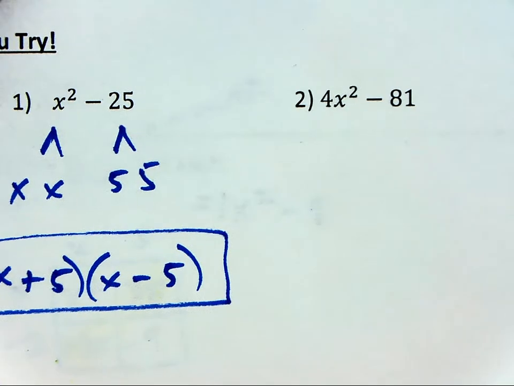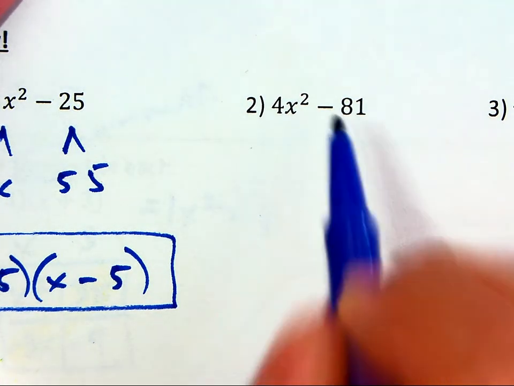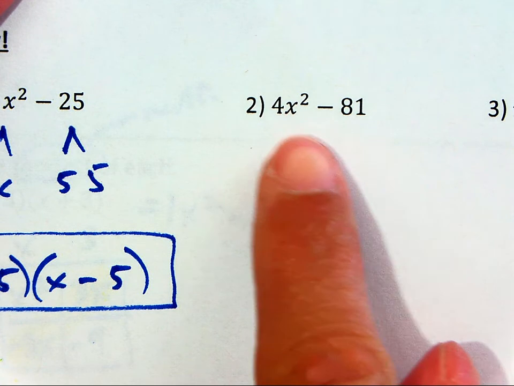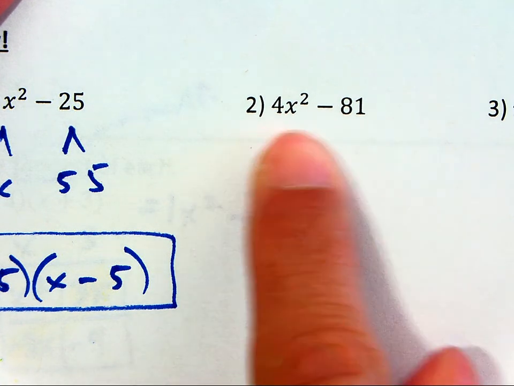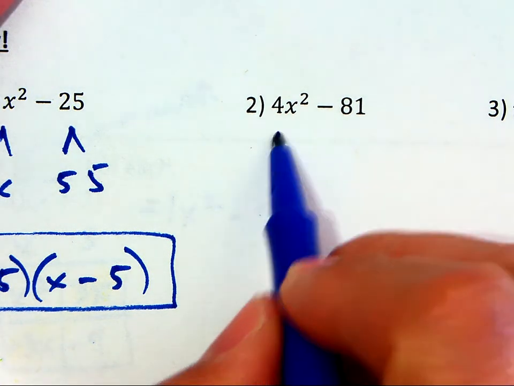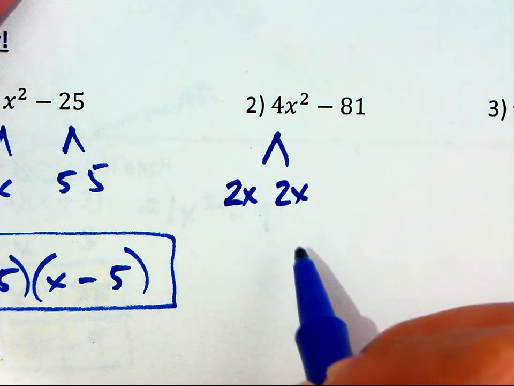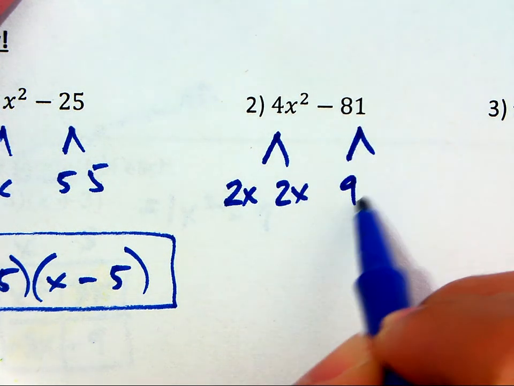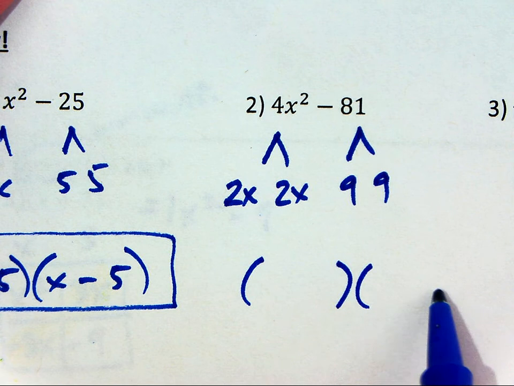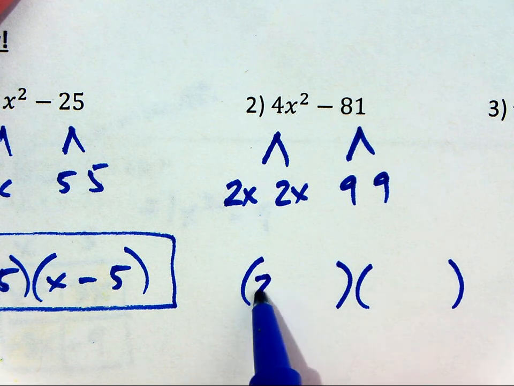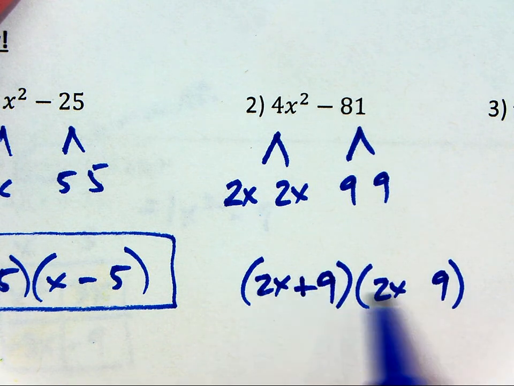All right. Problem number 2. Okay, so you want to always check to make sure that what you're starting with are perfect squares. Okay, 4 is a perfect square, 81 is a perfect square. Okay, so 4x squared is going to be 2x times 2x. 81 is 9 times 9. So our factors will begin with a 2x, end with a 9, a sum and a difference.